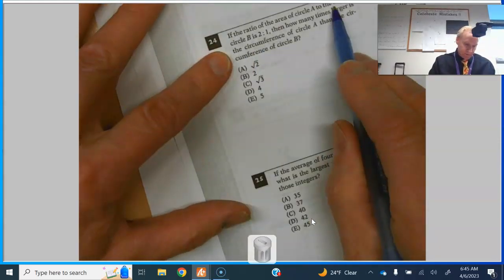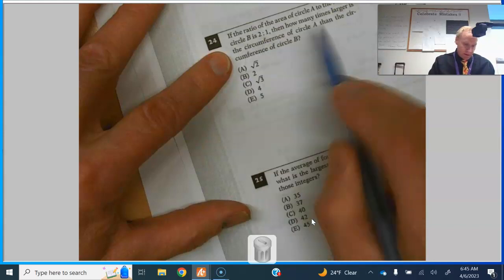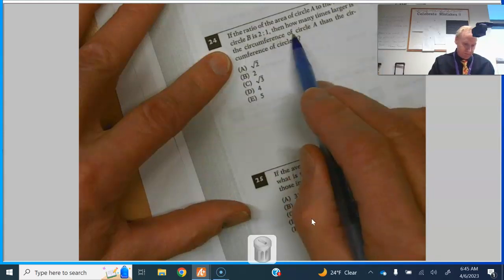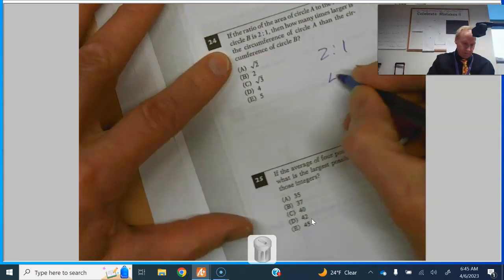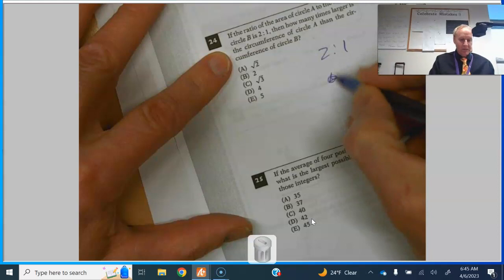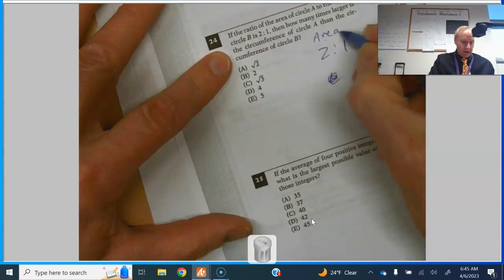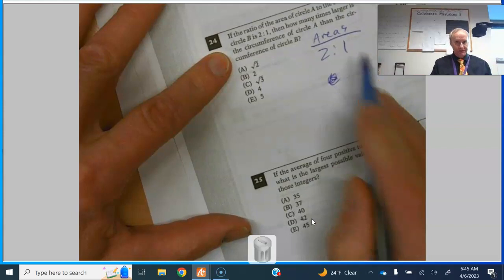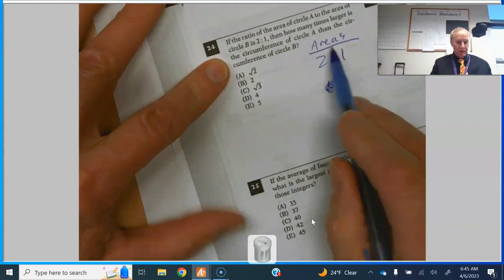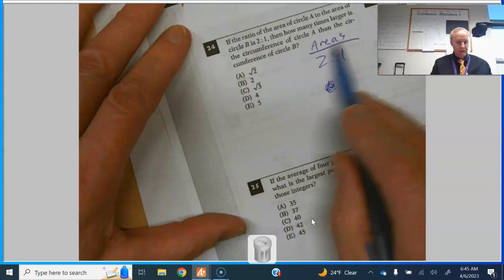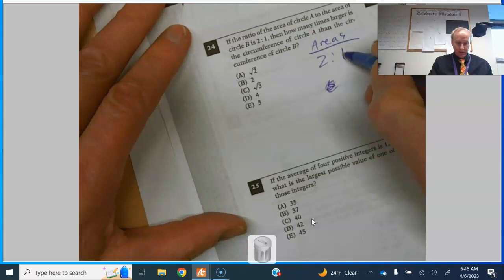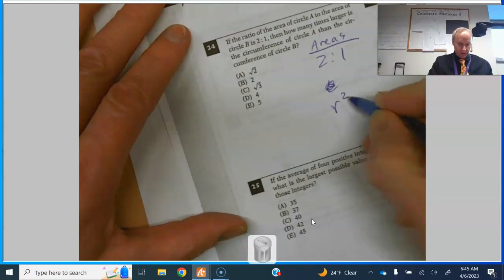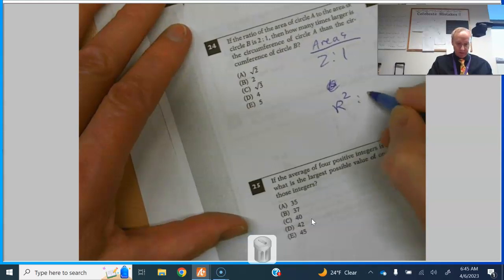If the ratio of the area of circle A to the area of circle B is 2 to 1, then how many times larger is the circumference of circle A than the circumference of circle B? 2 to 1 gives you square root of 2 to 1. Okay, so these are their areas. And I really love this kind of problem because it's proportional. I sometimes call this dimensional proportionality. And when the areas are 2 to 1, this is big R squared to little r squared.